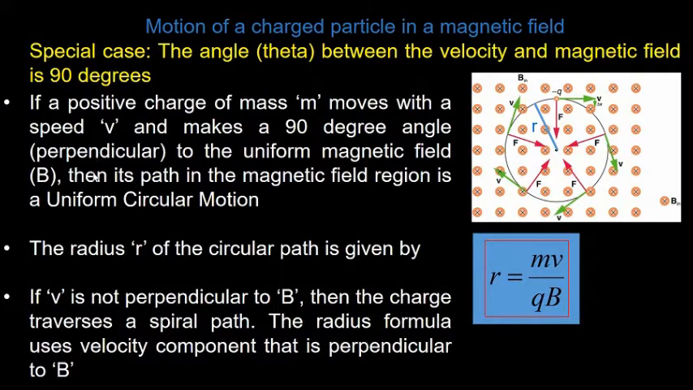If all this is satisfied, then the path of the positive charge inside the magnetic field is a uniform circular motion. The radius of the circular motion is given by R equals mv divided by qB. This is the equation for getting R.